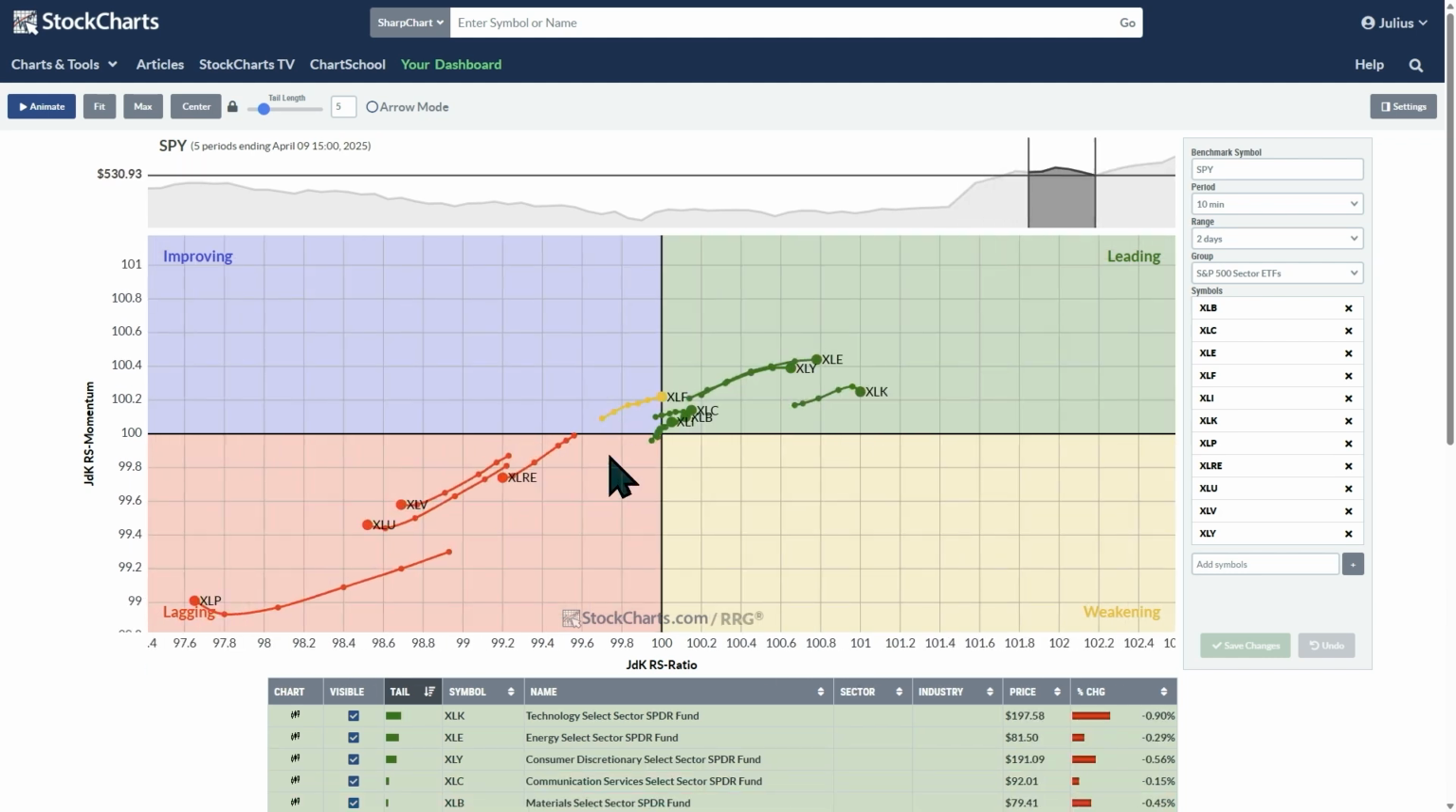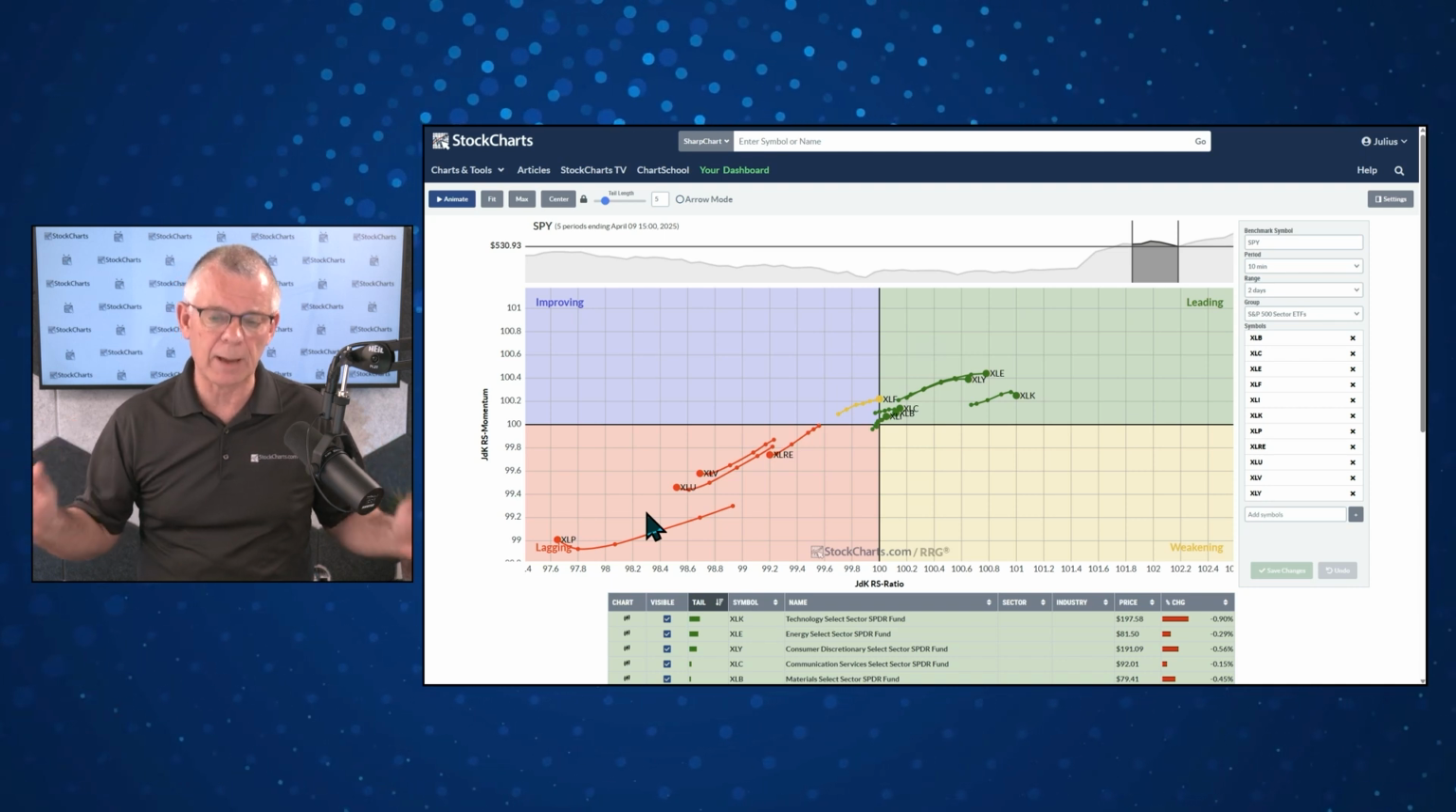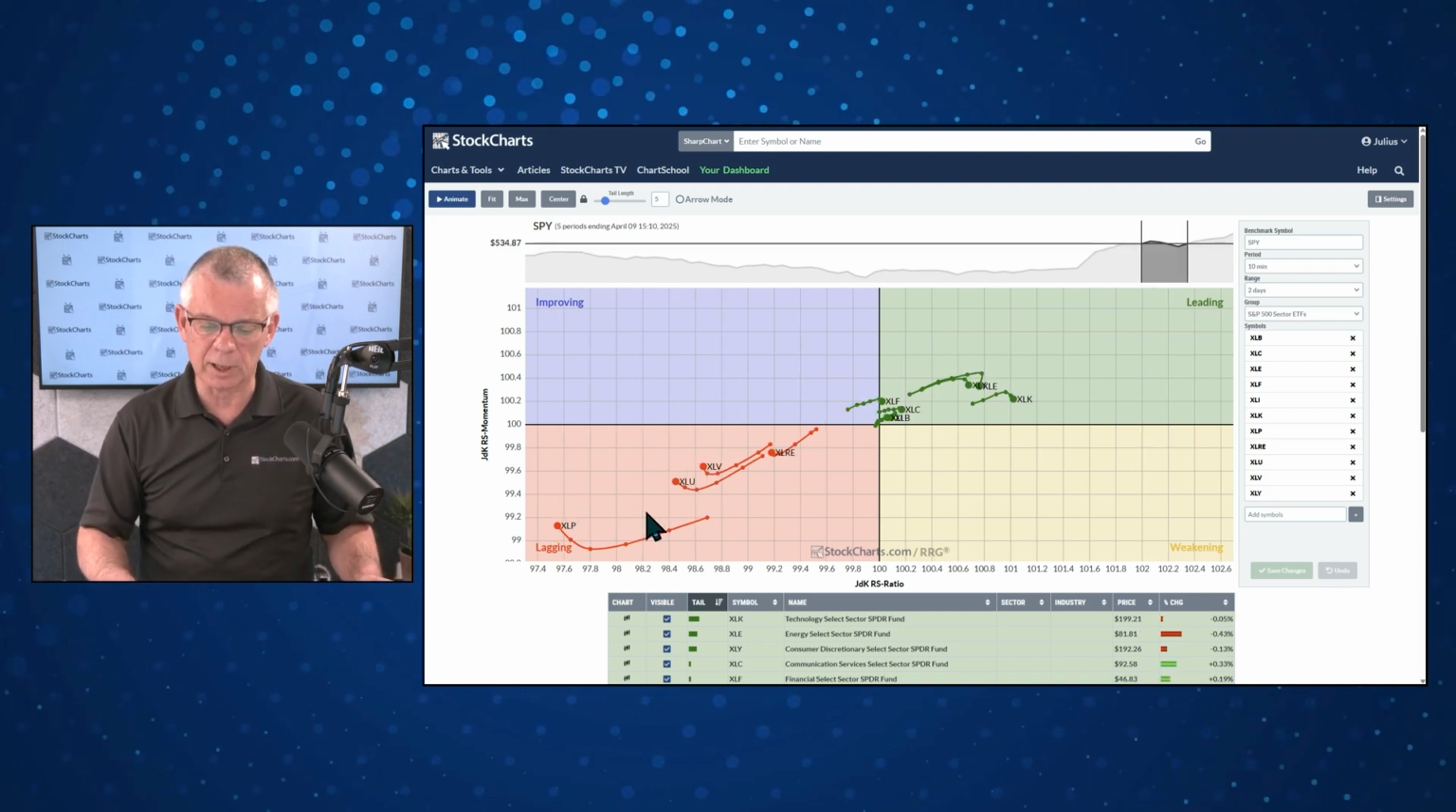And here you can see during the day how this group is actually shooting off into the leading quadrant, and this group here is shooting off back into the lagging quadrant. You can see that even during the day, at these short time intervals, positive and negative rotations are happening during daytime when the market is open.